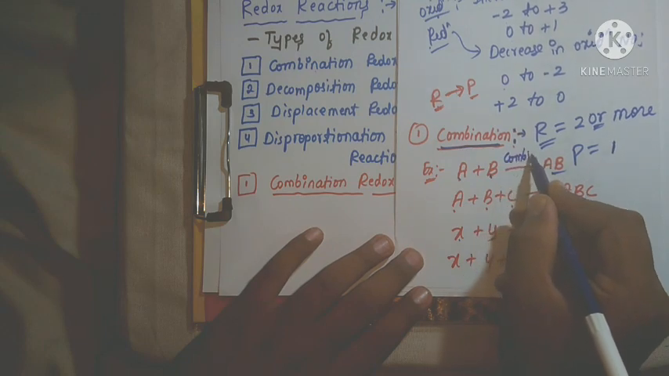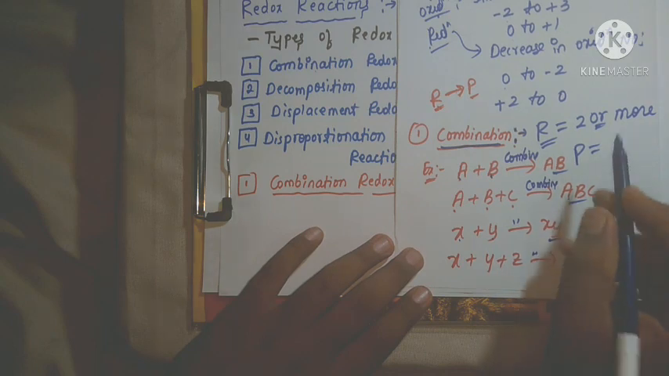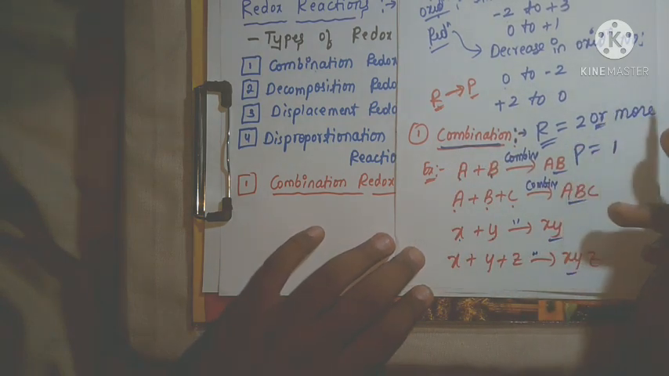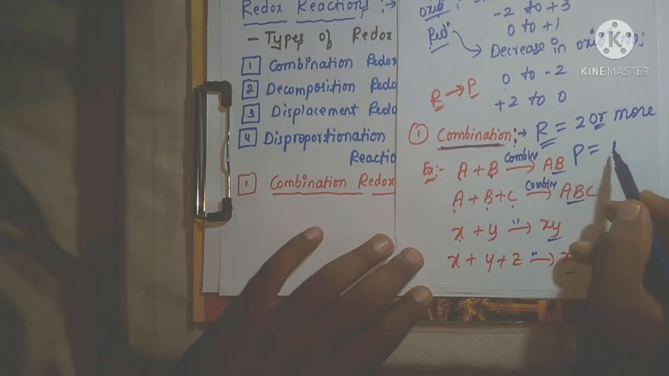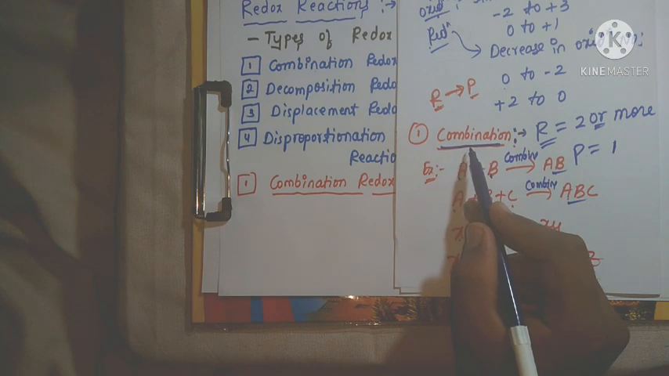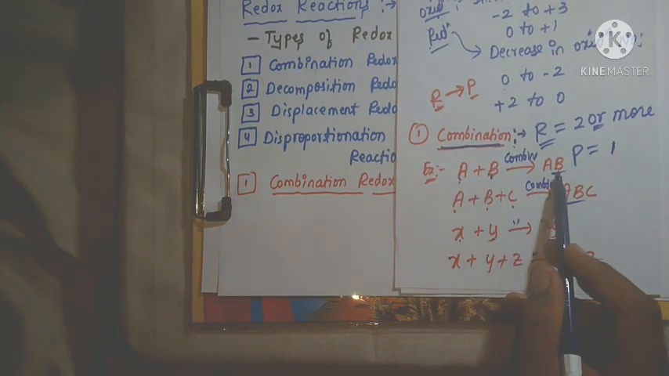Means in the combination reactions always 2 or more reactants combine. Here it combines, here also, here also, here also. In the combination reactions, 2 or more reactants combine to form one product or a single product. Such type of reactions are called as what? Combination reactions.